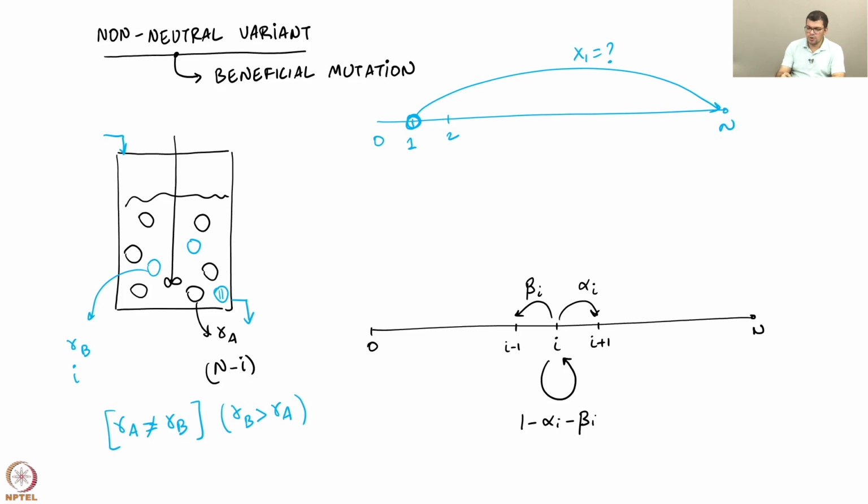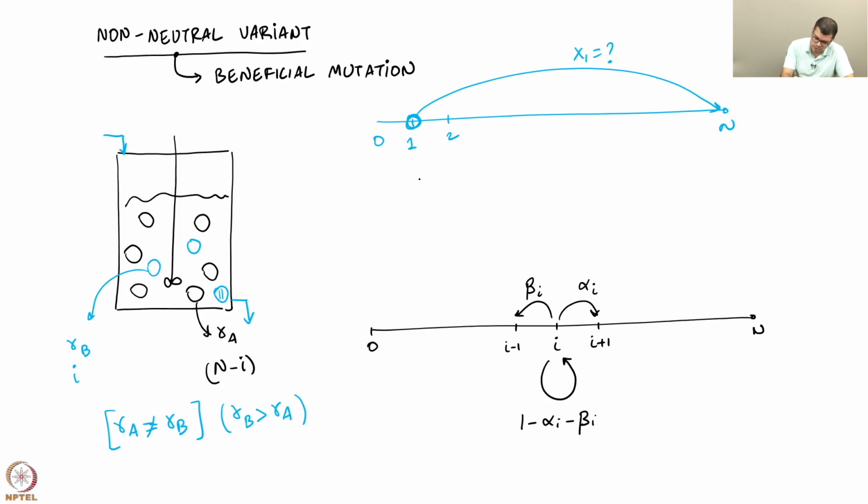And obviously, remaining at i can happen in two different ways, but this expression accommodates both these probabilities: A dying and A birth, which will keep you at i, or B dying and B birth, which would also keep you at i. So that's true for any i that we have. Same idea as before.